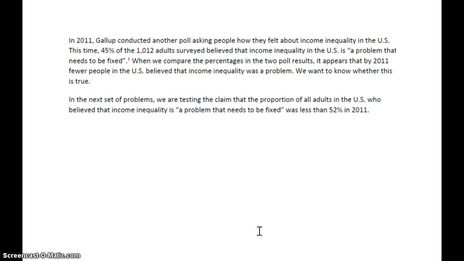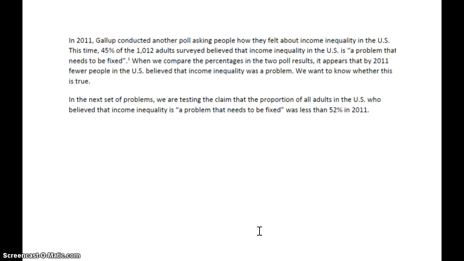Okay, let's look at another example here. In 2011, Gallup conducted another poll asking people how they felt about income inequality in the U.S. This time, 45% of the 1,012 adults surveyed believe that income inequality in the U.S. is a problem that needs to be fixed. When we compare the percentages in the 2 poll results, it appears that in 2011, fewer people were concerned about income inequality being a problem. We want to know, is this really true?